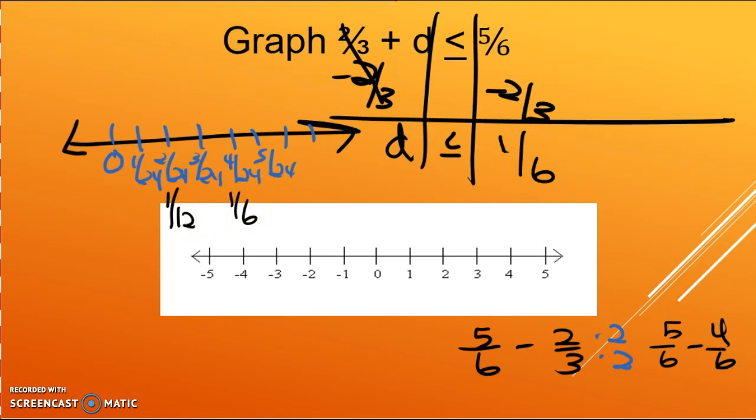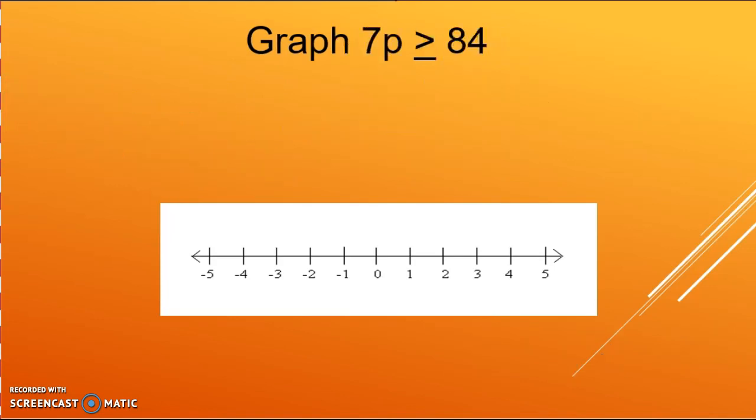Alright. We know that at 1/6, which is right here, I'm going to have a closed dot since I have that little line right here. Closed dot, and then I know the numbers that are less than or equal to 1/6, so I need to go to the left.